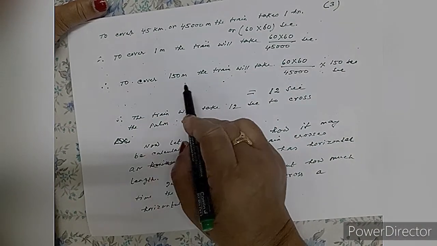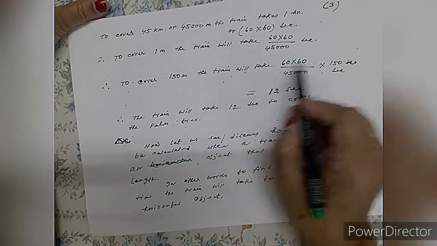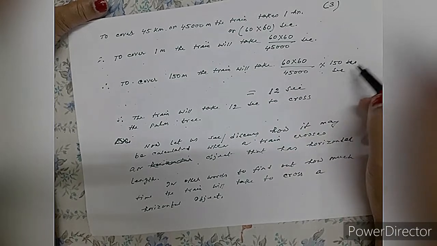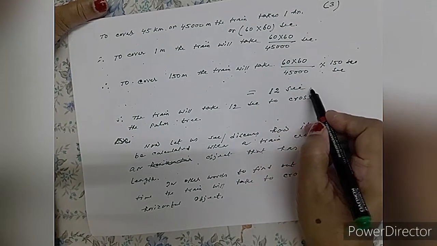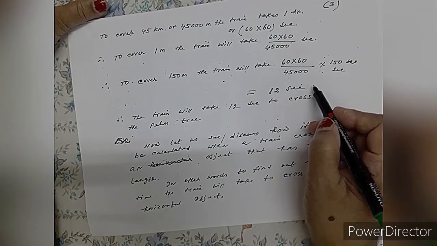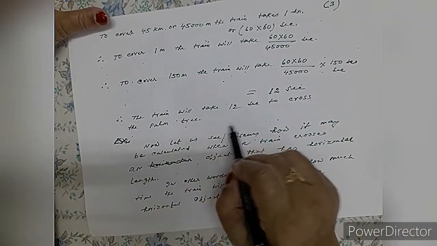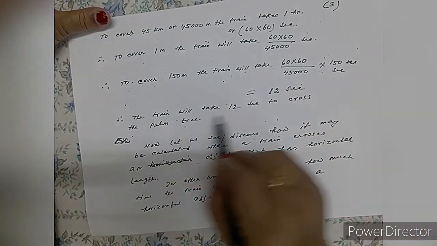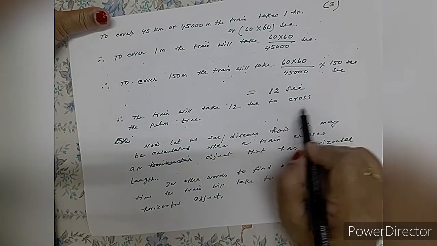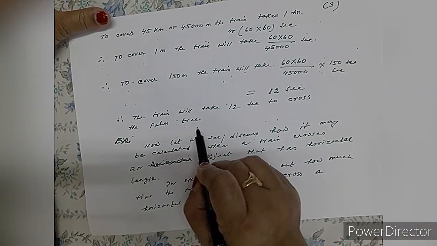So to cover 150 meter, the train will take 60 into 60 by 45,000 into 150 seconds. So it is equal to 12 seconds. So the answer is: the train will take 12 seconds to cross the palm tree.